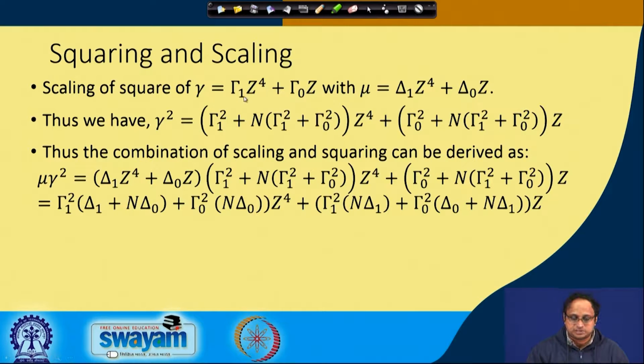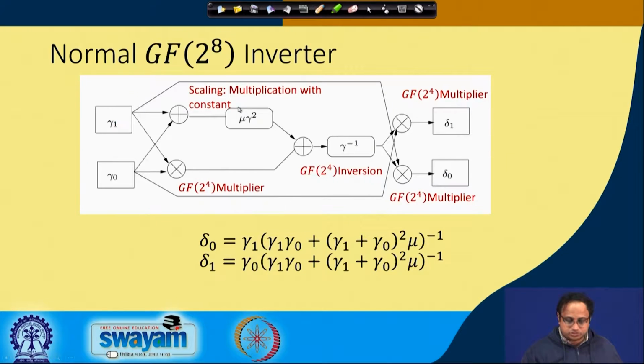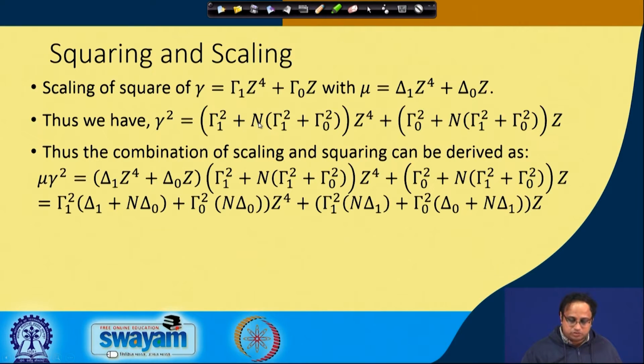Okay, so gamma is essentially nothing but gamma 1 z to the power of 4 plus gamma 0 z. So this step is essentially this block. This box is what we are now trying to expand. If you want to get into the details, then when you are doing gamma squared, note that gamma is nothing but gamma 1 z to the power of 4 plus gamma 0 z. That means gamma squared can be written in this form.